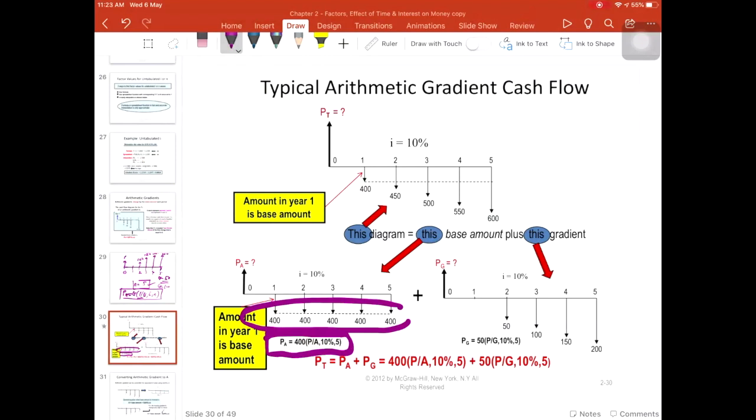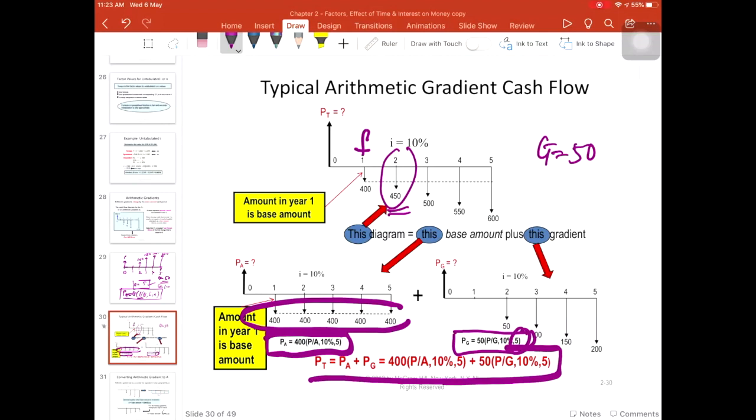Okay, and then for the gradient itself, it start from the year 2. Okay, it's a G is a 50 ringgit. Okay, so it's a PG 50 ringgit, PG 10%, 5. Please remember that it start for year 2, but the end still a 5. You have to include from the year 1. Because year 1 is the base year. Okay, so and then we get this one. So you have to sum all of the calculation.